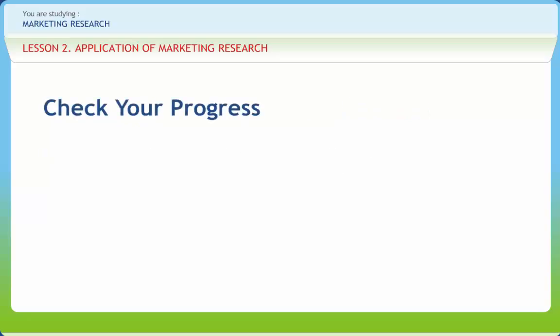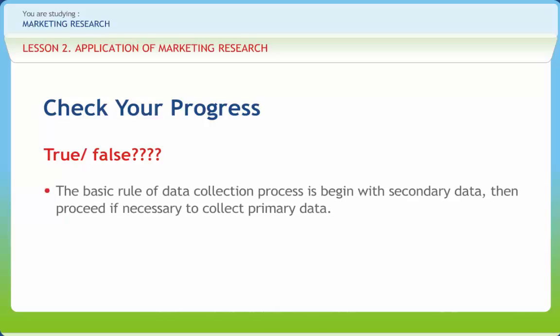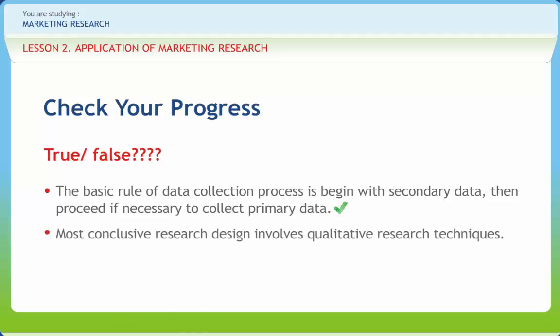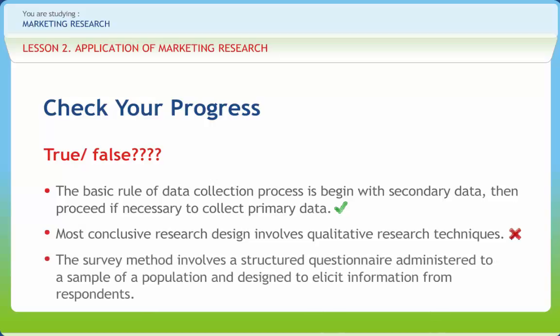Now let's see how much you have learned till now. State whether the following statements are true or false. The basic rule of data collection process begins with secondary data, then proceeds, if necessary, to collect primary data. True. Most conclusive research design involves qualitative research techniques. False. The survey method involves a structured questionnaire administered to a sample of a population and designed to elicit information from respondents. True.